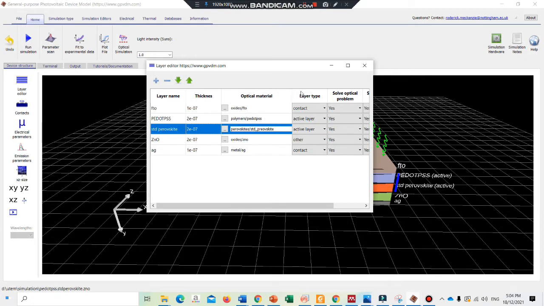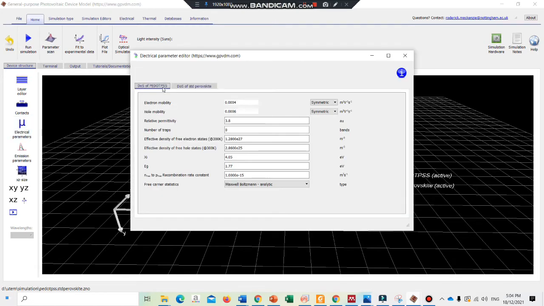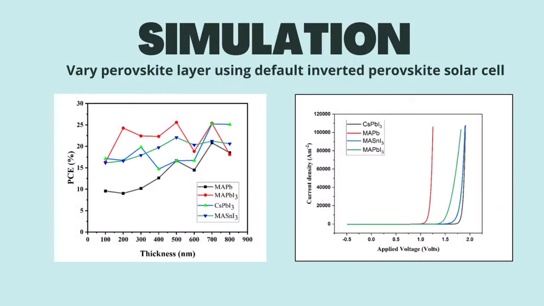Before that, we need to change the electrical parameters for every materials based on the journal that we have read. This is the summary of the electrical parameters that is used in this simulation. The maximum PCE is methyl ammonium lead iodide perovskite with 25.6% at thickness of 500 nanometer.